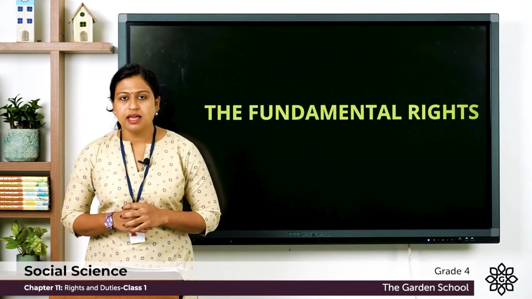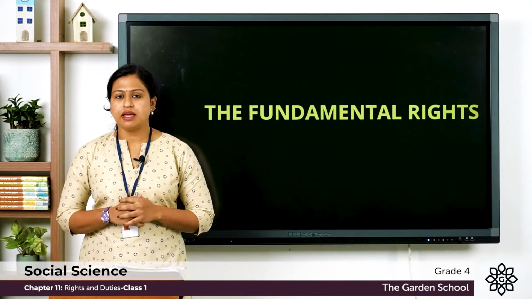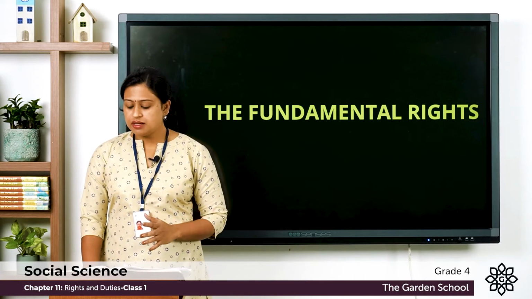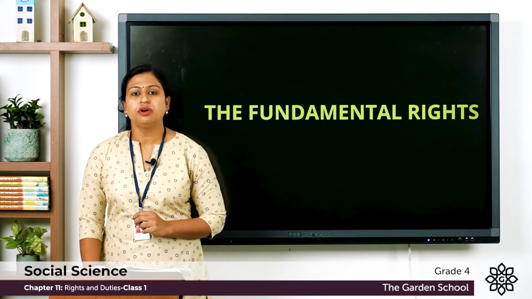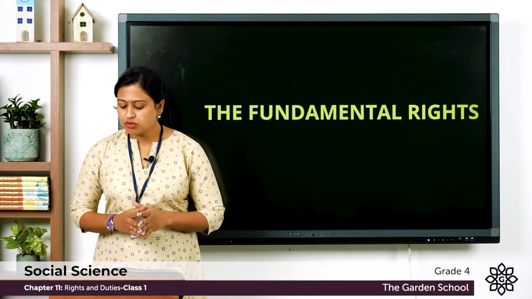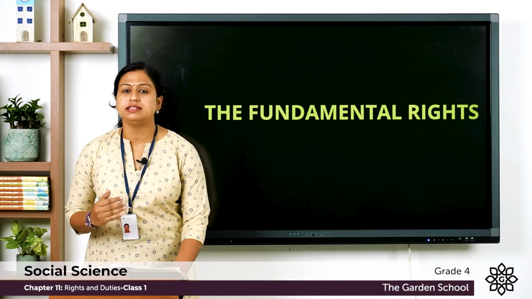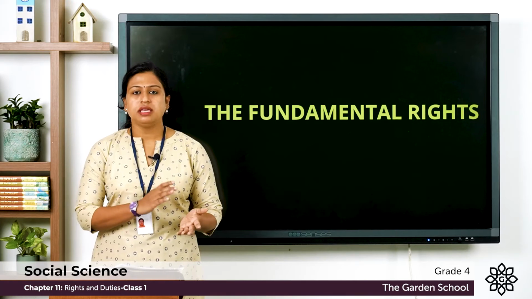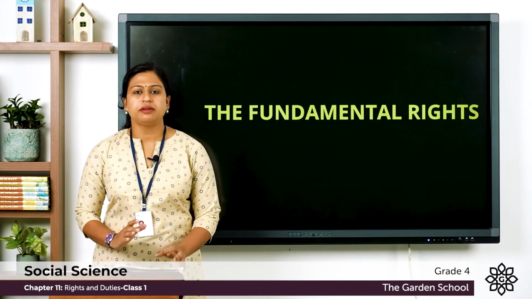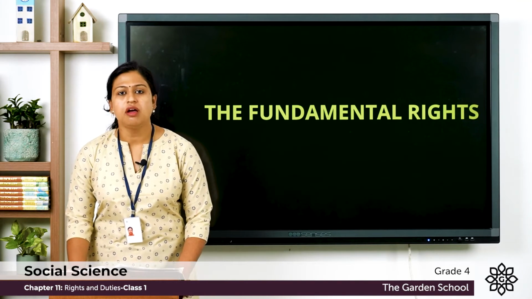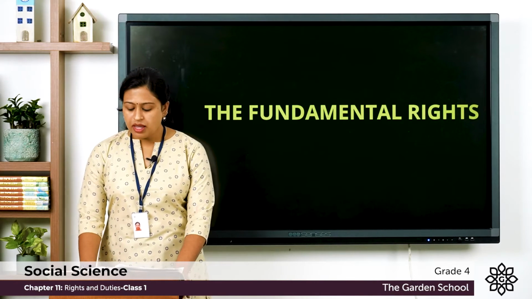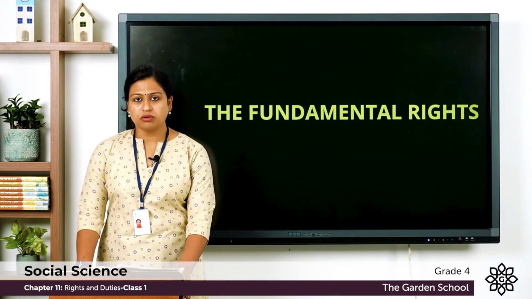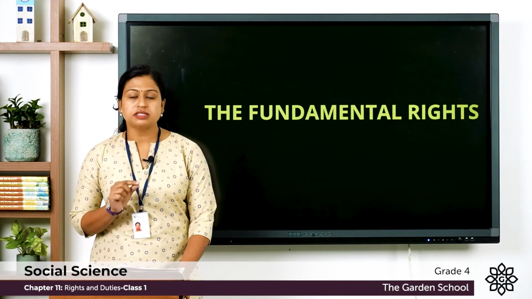Now, what are the fundamental rights and why are they said to be fundamental? These rights are fundamental because of 2 reasons. The first is that the Constitution of India guarantees them, because it is written in the Constitution that these rights are to be provided to the citizens of the country for their better living. And the second is that these rights are protected by the court. That means they are justiciable.